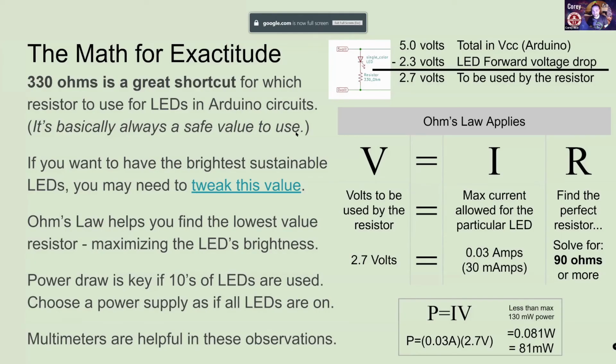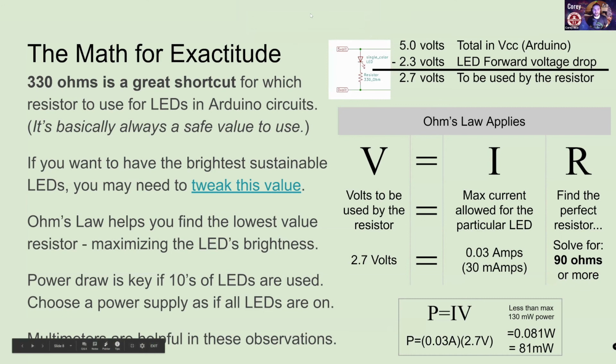This next slide is how you would tweak that value. So here's Ohm's law applied with more details and all the little things that you'd want to do to try and get the perfect value for your resistor. But I'm genuinely telling you, don't do it. Just for maker projects for right now, stick with 330. Don't try and tweak this value. But if you wanted absolute peak brightness, you could play around.